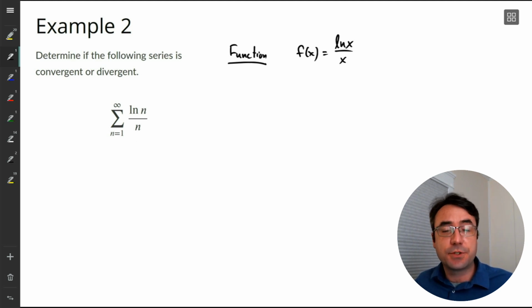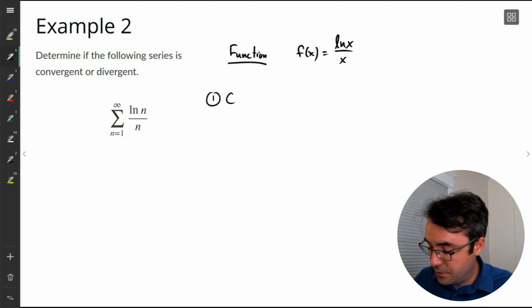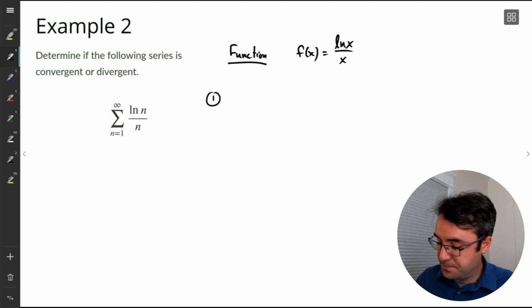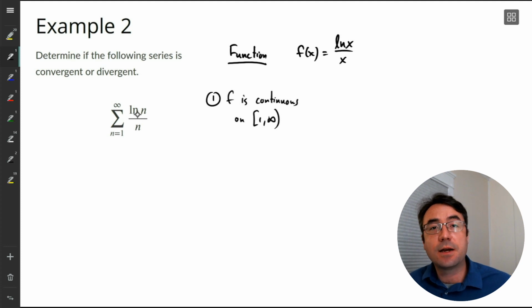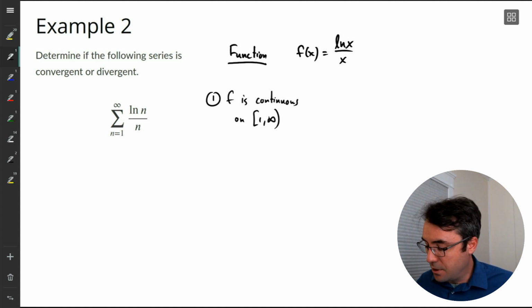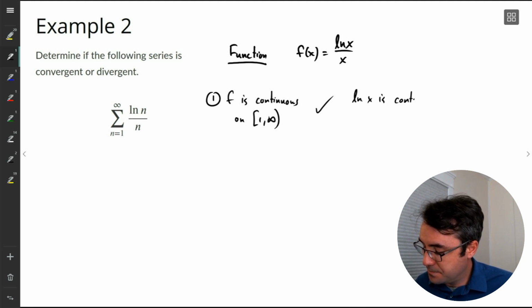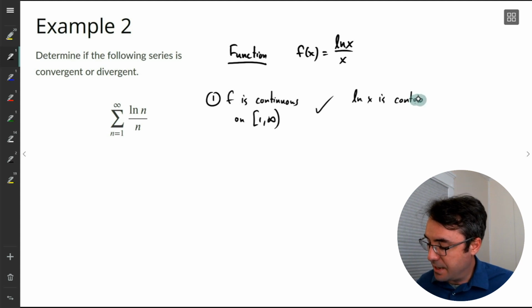Then we have to go through and check those three conditions. So is it continuous? It is continuous on the interval from 1 to infinity because natural log is continuous, and the only place where we might have division by 0 is when x is 0, and that's outside this interval. So check. This is satisfied. ln x is continuous, and we're not dividing by 0.